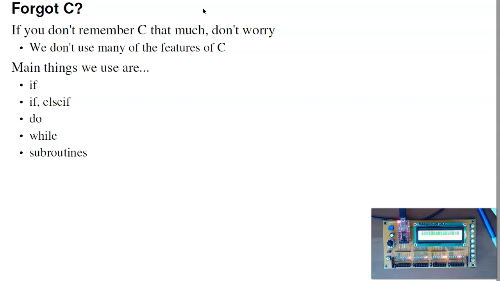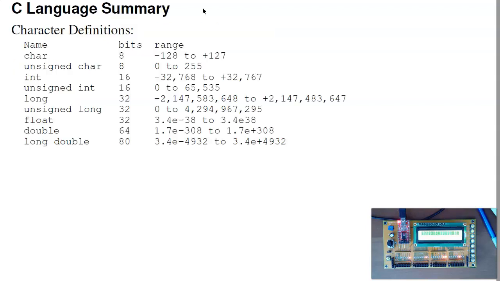Again, if you're worried about your skills with C programming, don't worry too much about it. The main things you need are if statements, if then else, do, while, subroutines, and that's about it. A lot of the other fancy features we don't necessarily need. Kind of what I found is you can do anything with an if statement. May not be stylish, but it works.